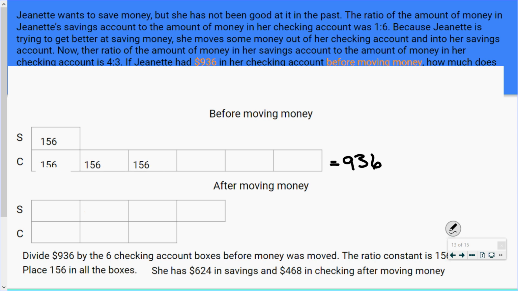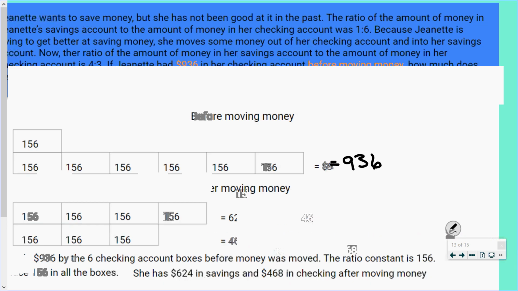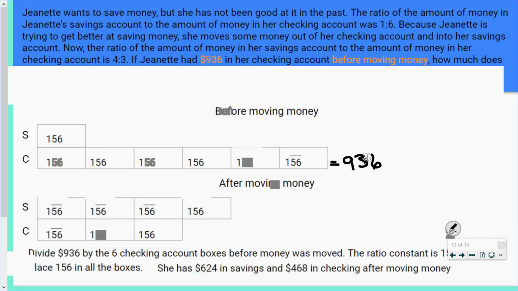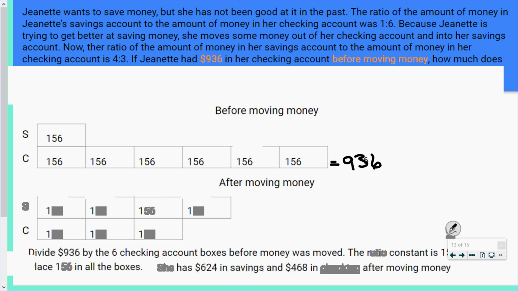Now the nice thing is they did tell us it's the same amount of money, and they told us that the total number of boxes were the same. So that means that every box gets the same number, just like that. And now I can do what? Uh-oh. Apparently we didn't total it other than that. Okay, but now we can total these numbers. So we have 624 in savings, 468 in checking. Make sense?